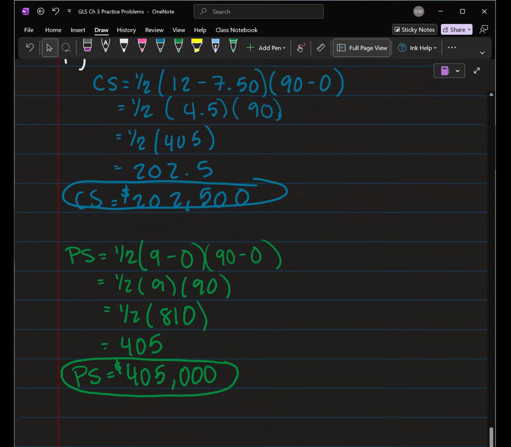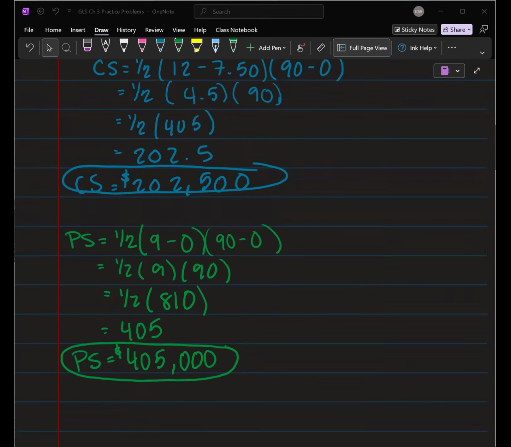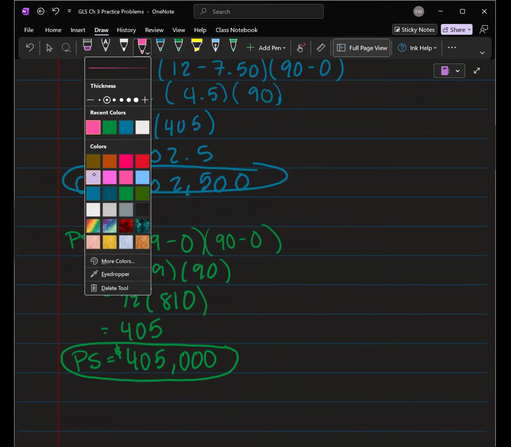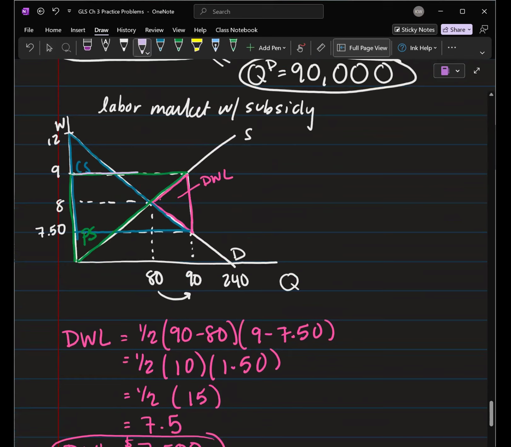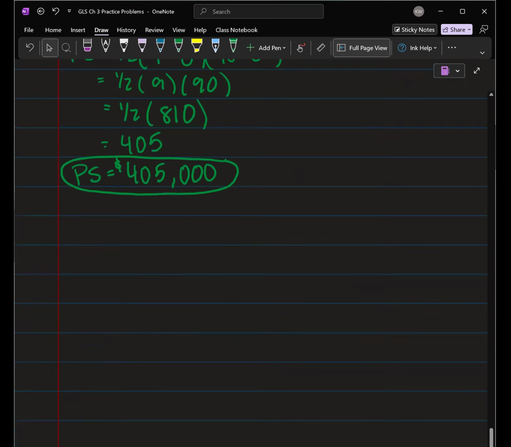Okay. All right, so now the last thing we need to identify is the cost to the government of this policy. Right, so how much does it cost the government to subsidize labor in this way? And so that cost to the government is just the size of the subsidy, that difference between the $9 and $7.50, times each labor hour hired, right? So times that 90,000. Okay, so we're just finding the area of the rectangle that I outlined previously.